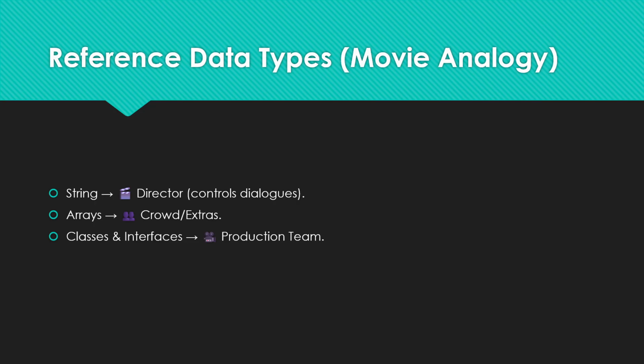Now let's talk about our reference data types. These are not basic roles, they organize the whole story. String acts like the director because it arranges all the dialogues and characters together into a sentence, meaning a sequence of characters. Arrays, think of them like a crowd or extras. They are not unique but a collection of similar roles, meaning a group of similar data types. Classes and interfaces: the production team. They give the blueprint and control the whole structure of the movie.